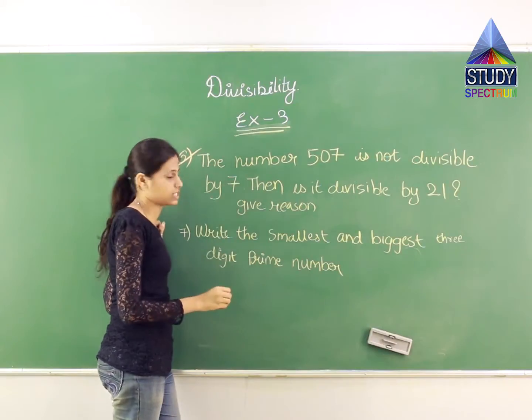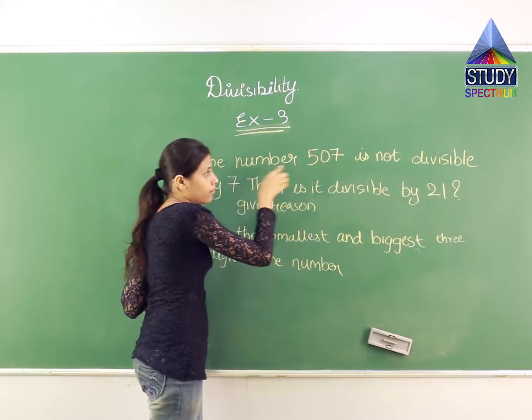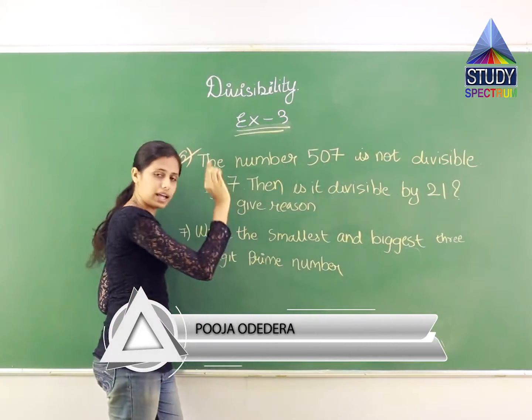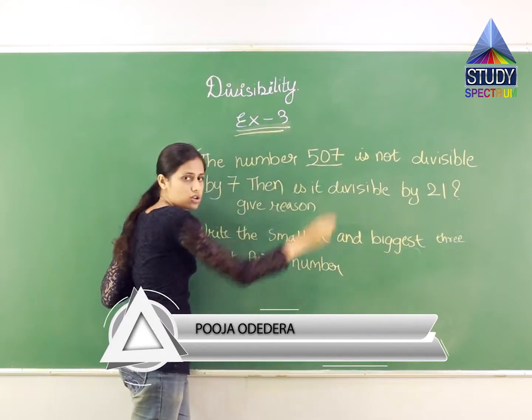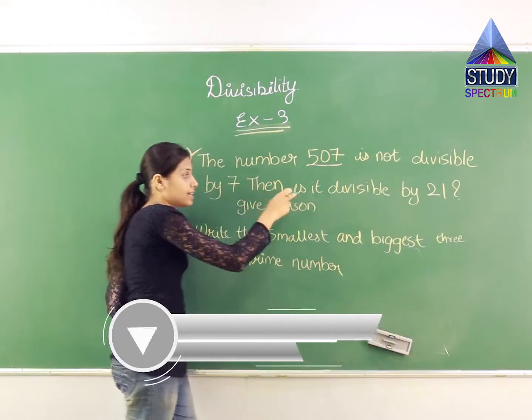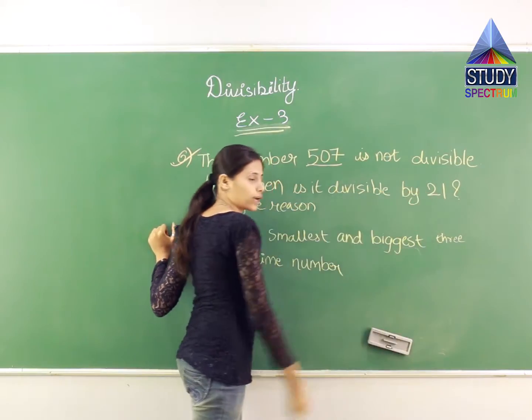Let's start with the sixth question. The number 507 is not divisible by 7. They have given you that this number 507 is not divisible by 7. Then, is it divisible by 21?